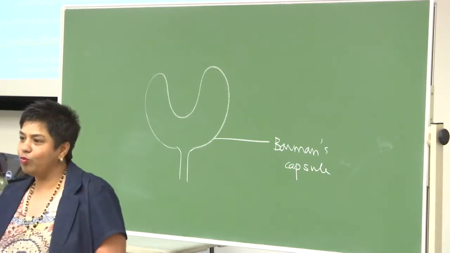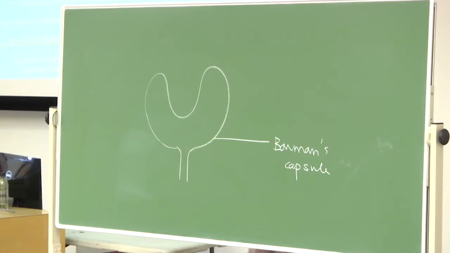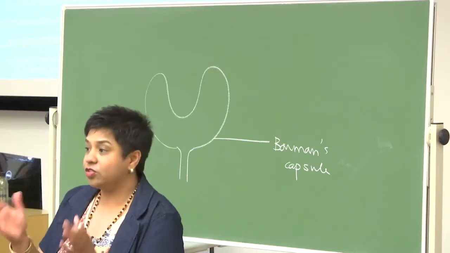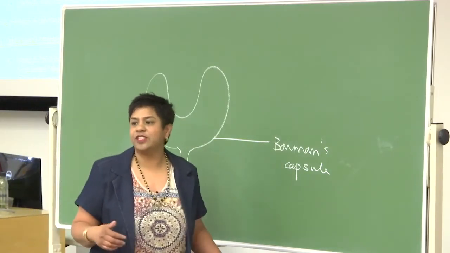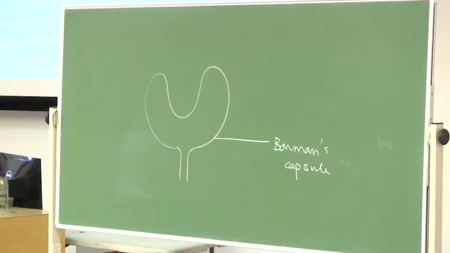So, Bowman's capsule, cup-shaped, increases surface area for more filtration, for more substances to be filtered. Now, I just jumped to pressure filtration because I'm taking it for granted you know the structure, the diagram of the excretory system, you know the macroscopic structure. So let's quickly revise. What is the definition for excretion? Let's just take a time out and let's discuss, revise.